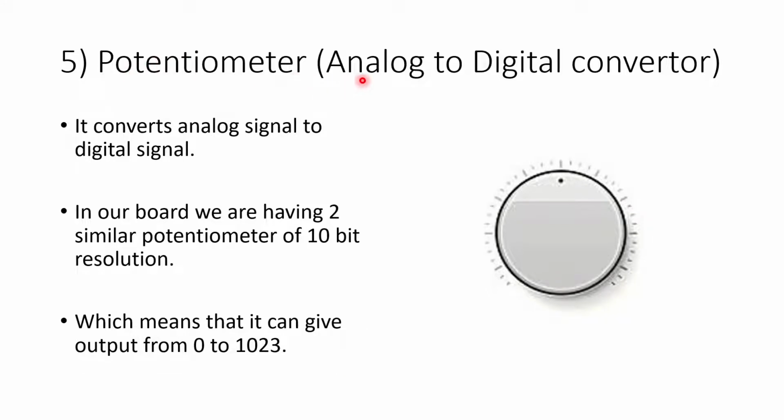Potentiometer or analog to digital converter. It converts analog signal to digital signal. In our board, we are having two similar potentiometers of 10-bit resolution, which means that it can give output from 0 to 1023.